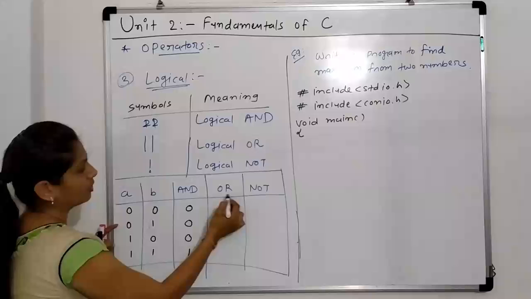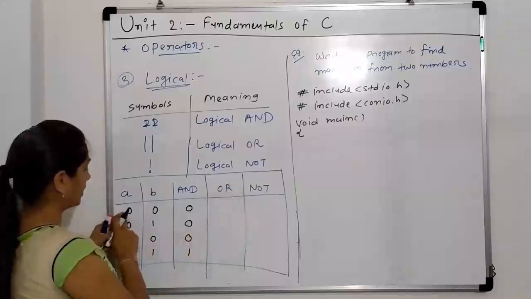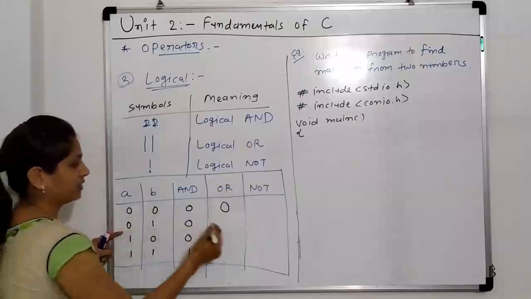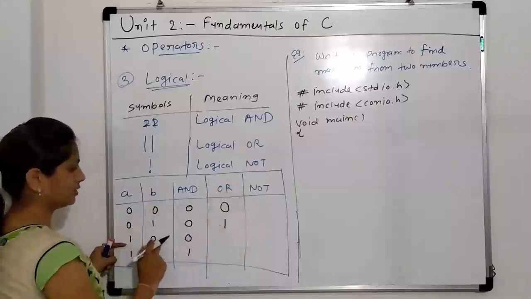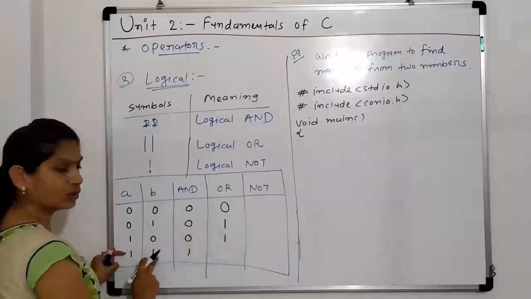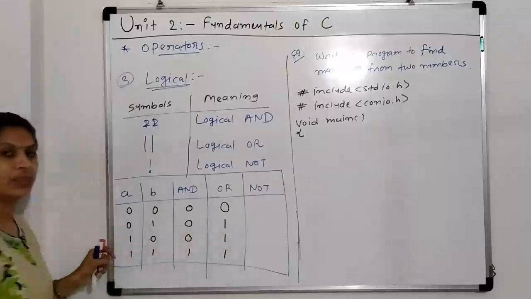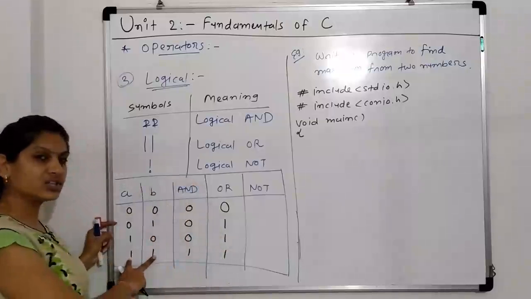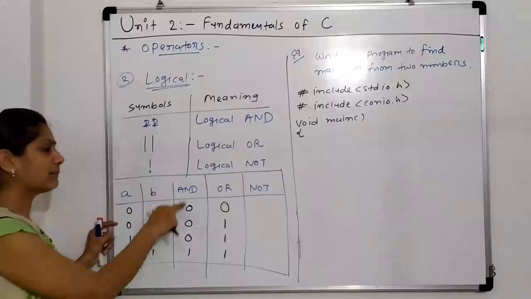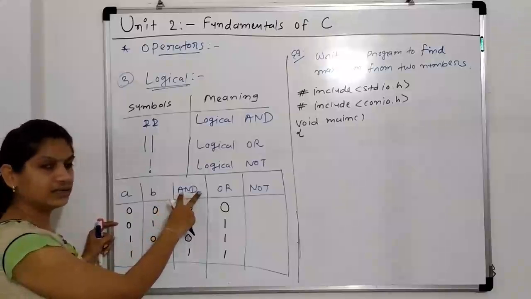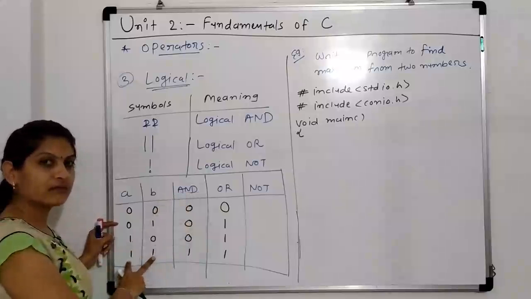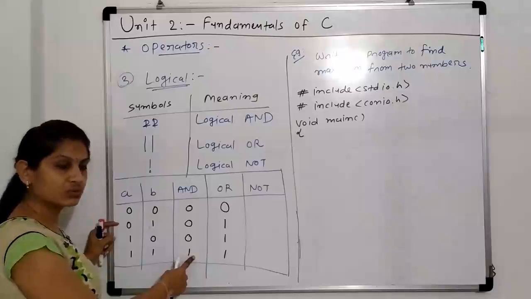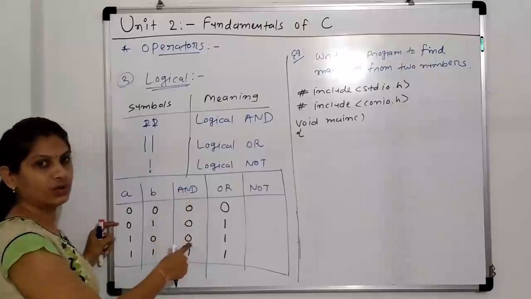Now apply the OR gate. Now in the OR gate, 0 0, the answer is 0. 0 1, the answer is 1. 1 0, again 1. When both are 1, the answer is 1. Clear? So you have to remember, in an AND gate, if both the conditions are true, then and only then your condition becomes true, otherwise it goes to the false part.